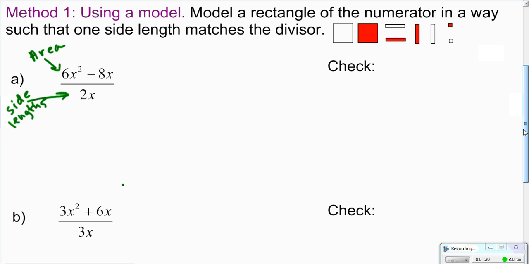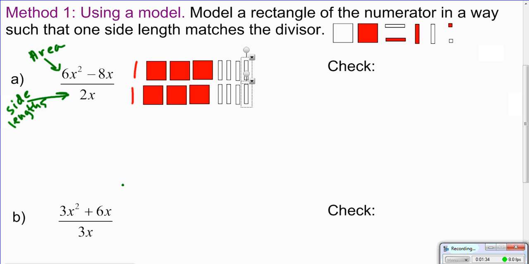So if you could either build this with tiles or sketch it, keeping in mind we need to arrange it so that one of the lengths is 2x. So I'm going to make this length 2x, and I'm going to arrange the tiles so that it matches up. Okay, by the magic of television, I have created this in a flash. It's magic. So one of the lengths is 2x, so this length is 2x, and we have 1, 2, 3, 4, 5, 6 x squared tiles and 8 negative x tiles.